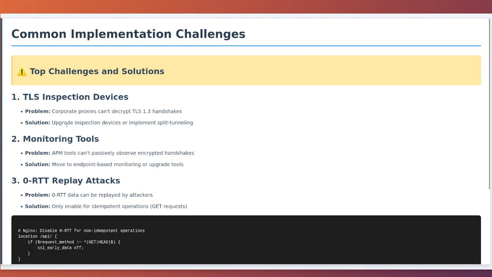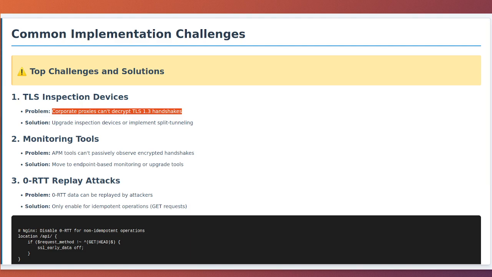TLS inspection and corporate proxies have been a major pain point. Many organizations use TLS inspection devices for security monitoring, and these devices essentially perform a man-in-the-middle attack on TLS connections. With TLS 1.3's encrypted handshake, these devices can't see the server name indication (SNI) and other handshake details they rely on. The solution is to upgrade your inspection devices to versions that support TLS 1.3, or configure them to pass through TLS 1.3 connections uninspected.